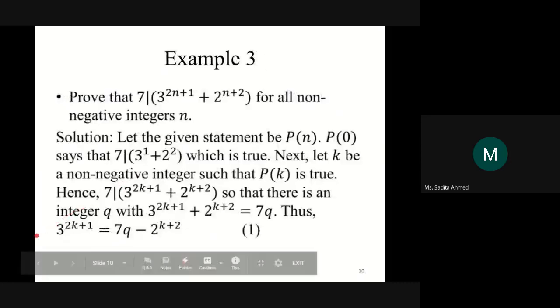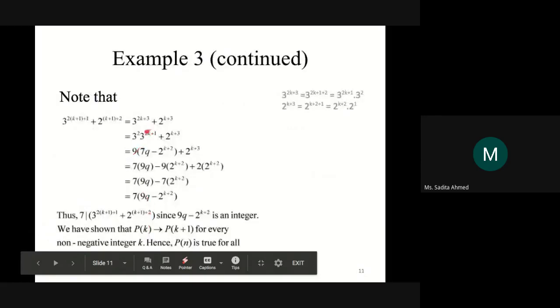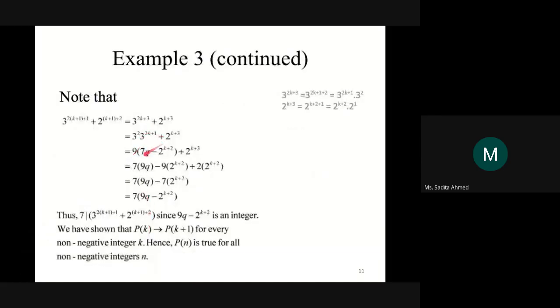That is the reason 3 to the power of 2k plus 1 was represented this way, so that later on I can replace it with 7q minus 2 to the power of k plus 2 and somehow change the terms with the same base in such a way that there are common terms there. Okay, so that's what we will do here.